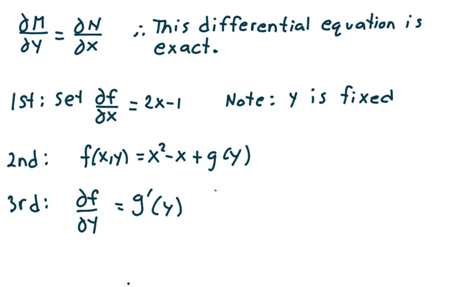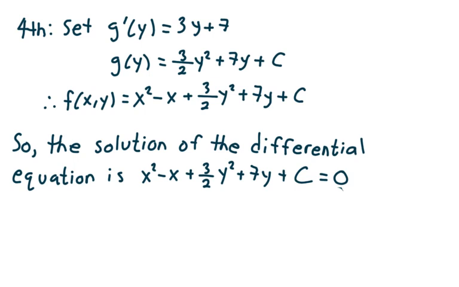Now, we set the partial of f with respect to x equal to M(x,y). That's going to determine f(x,y). Then we're going to set the partial of f with respect to y equal to N(x,y) to get a handle on g(y). And this is going to be the pattern for the next 3 examples. So I set g'(y) equal to 3y + 7. So g(y) is equal to 3/2 y² + 7y + c.